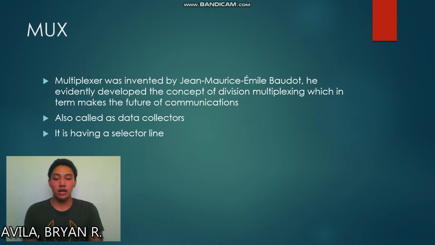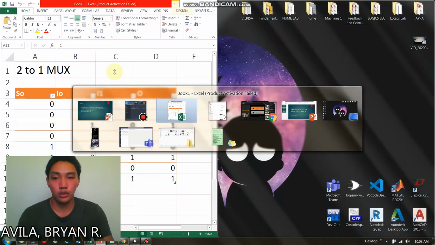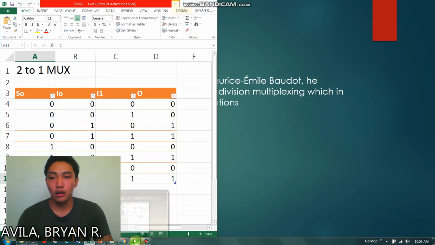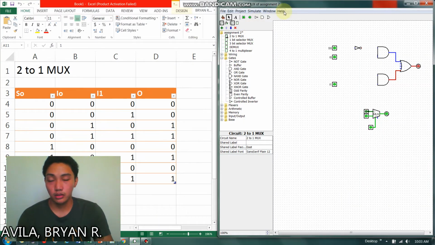2^n input channels can be controlled by n selector lines. The input line is selected according to the bit combinations of the select line. It has a select line. So we will be doing a 2-to-1 multiplexer. Here is the truth table for a 2-to-1 multiplexer, and here is the schematic diagram. But first, let me just do it.